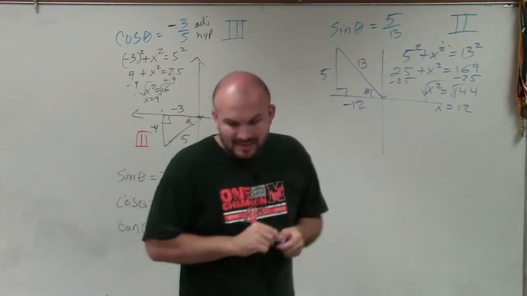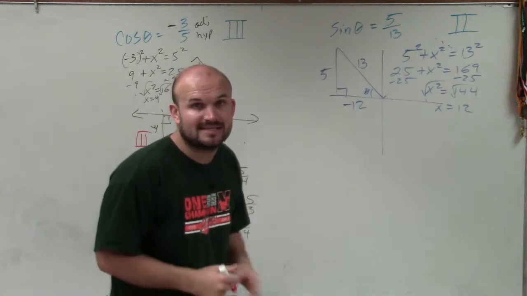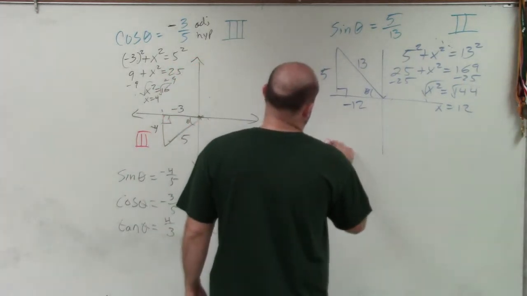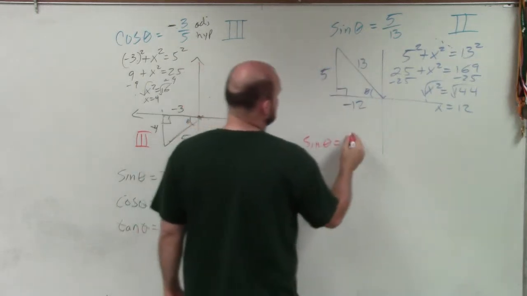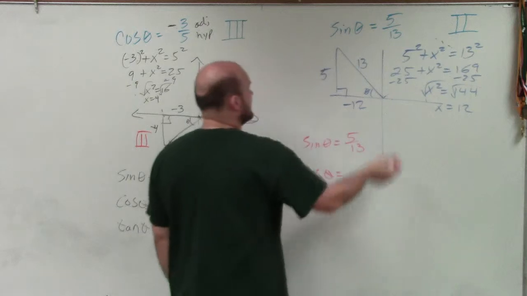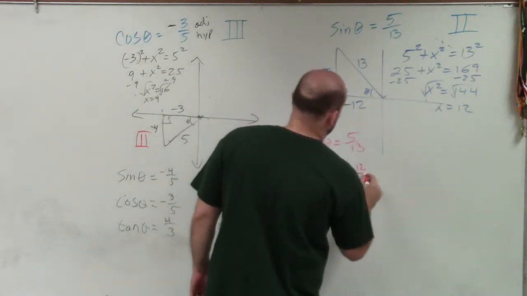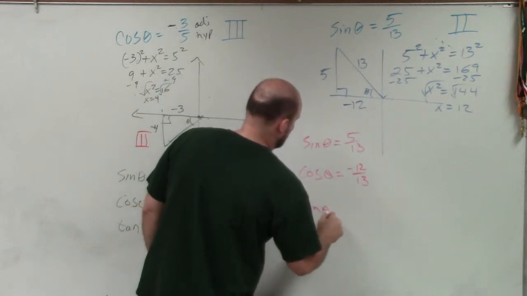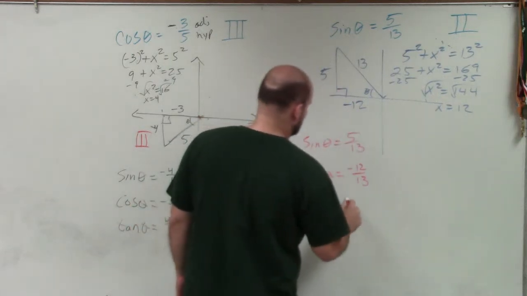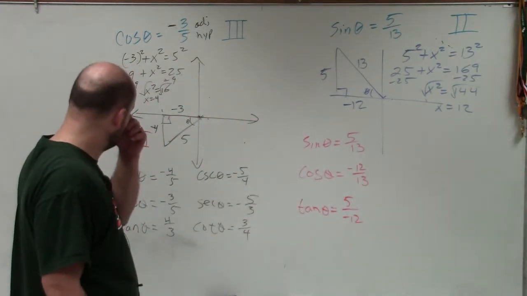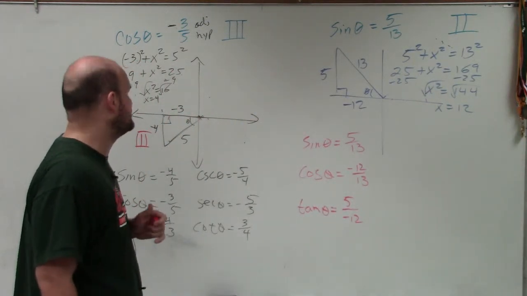Well, now that we know the last side, we can evaluate for sine, cosine, tangent. So sine of theta equals opposite over hypotenuse, 5/13. Cosine of theta is adjacent over hypotenuse, negative 12/13. Oh, they already gave us those. Tangent of theta is opposite over adjacent, 5/-12. I guess I should have identified the opposite and the adjacent, right?